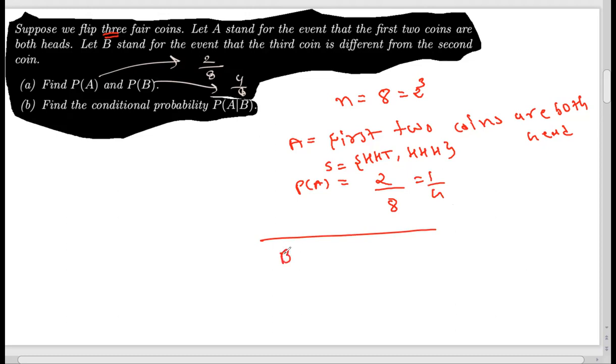Now let's go for B. B stands for the event that the third coin is different from the second coin. Third not equal to second. Which are the cases from the 8? The second and third are not the same: HHT, HTH, THT, TTH. As you can see, the second and third are not the same. In total, we have 4 cases. I think I repeated one case here.